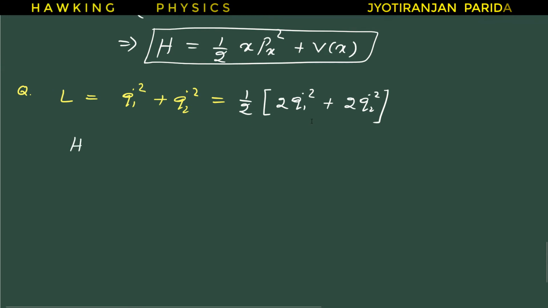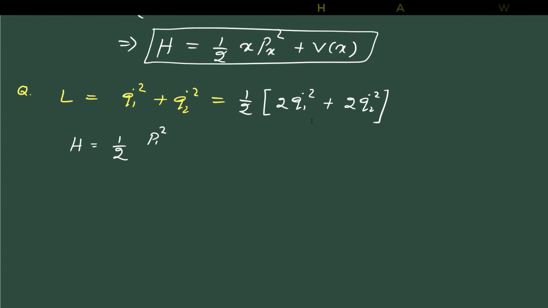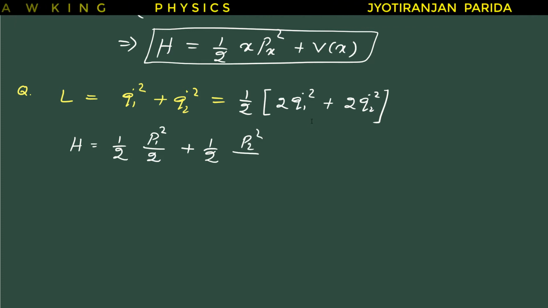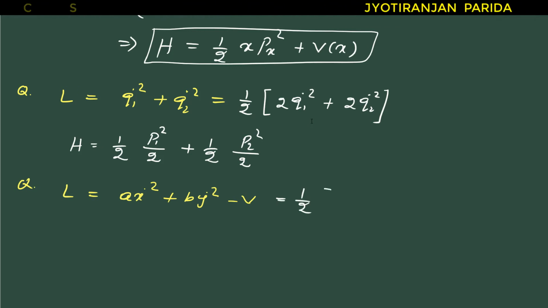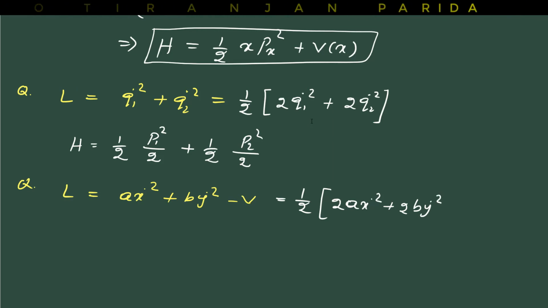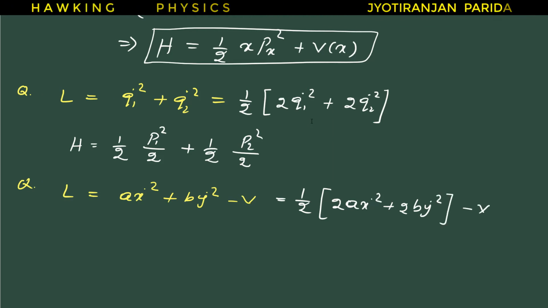Here the Hamiltonian H becomes, write down half as it is, then p1 square in place of q1 dot square divided by the coefficient, which is 2. So just write down 2 here, then plus half p2 square by 2. Here we don't have any half, so just represent this Lagrangian in terms of half. Divide by 2 and multiply by 2, only for the kinetic energy term.